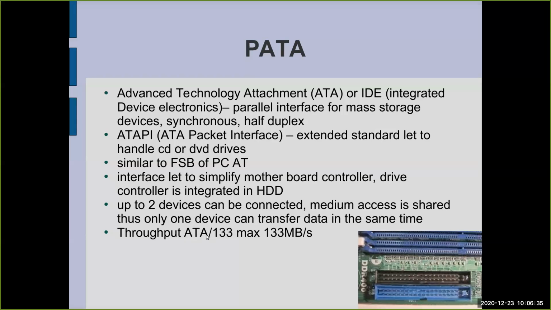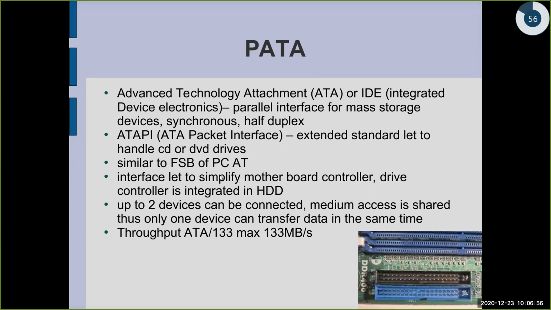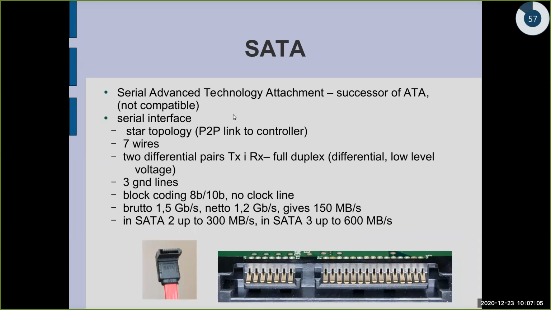The throughput was 133 megabytes per second, so it was enough for hard drives. Now hard drives are even faster, but okay, it was okay. But when serial ATA or solid state drives were introduced, it was too little. So this interface was substituted by serial ATA.